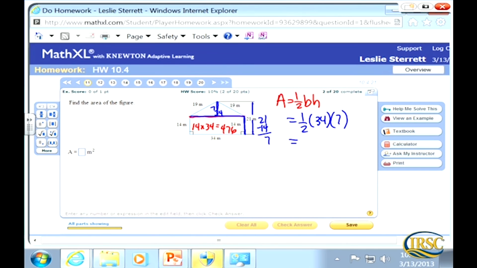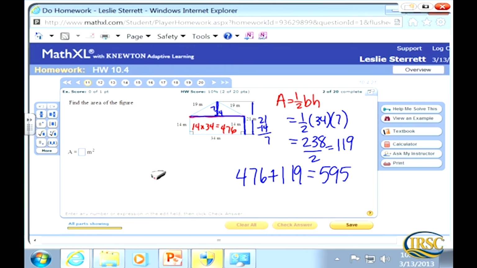So when you multiply this together, what do you get? 238. Everybody agree? Oh, dividing it by 2. So this is 34 times 7. Okay, divide by 2 and you get 119. Okay, so now add your rectangle plus your triangle. And your final answer is? 595. Okay, so typing in 595.